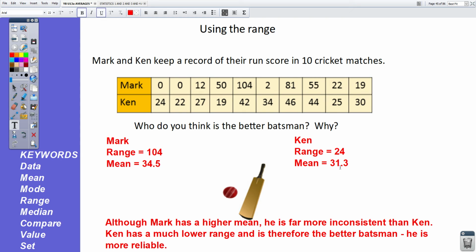His mean is 31.3, so he's likely to get a score around the 30 mark. He'll get a few that are below and a few that are higher, but in general, Ken is more reliable. Mark is pretty much an unknown quantity. You could send him out tomorrow and he could score 80 or 90. You could send him out tomorrow and he could come back having scored nothing. So of the two, I would say Ken is the better batsman.